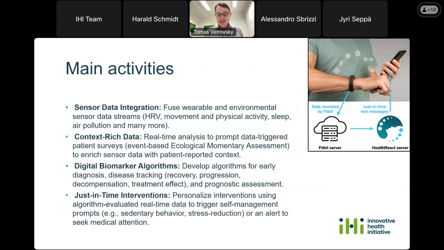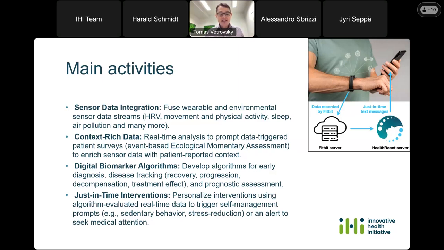To tackle these opportunities, our approach consists of several steps. Firstly, we integrate data from various sensors, not just one sensor. We don't look at just one data flow from one sensor, but we look at many sensors simultaneously. Secondly, and we strongly believe that the true power lies in enriching those sensor data with the context that only patients can provide, how they are feeling, what they are doing, etc. Only in this way we can get a truly multidimensional view of their health status.